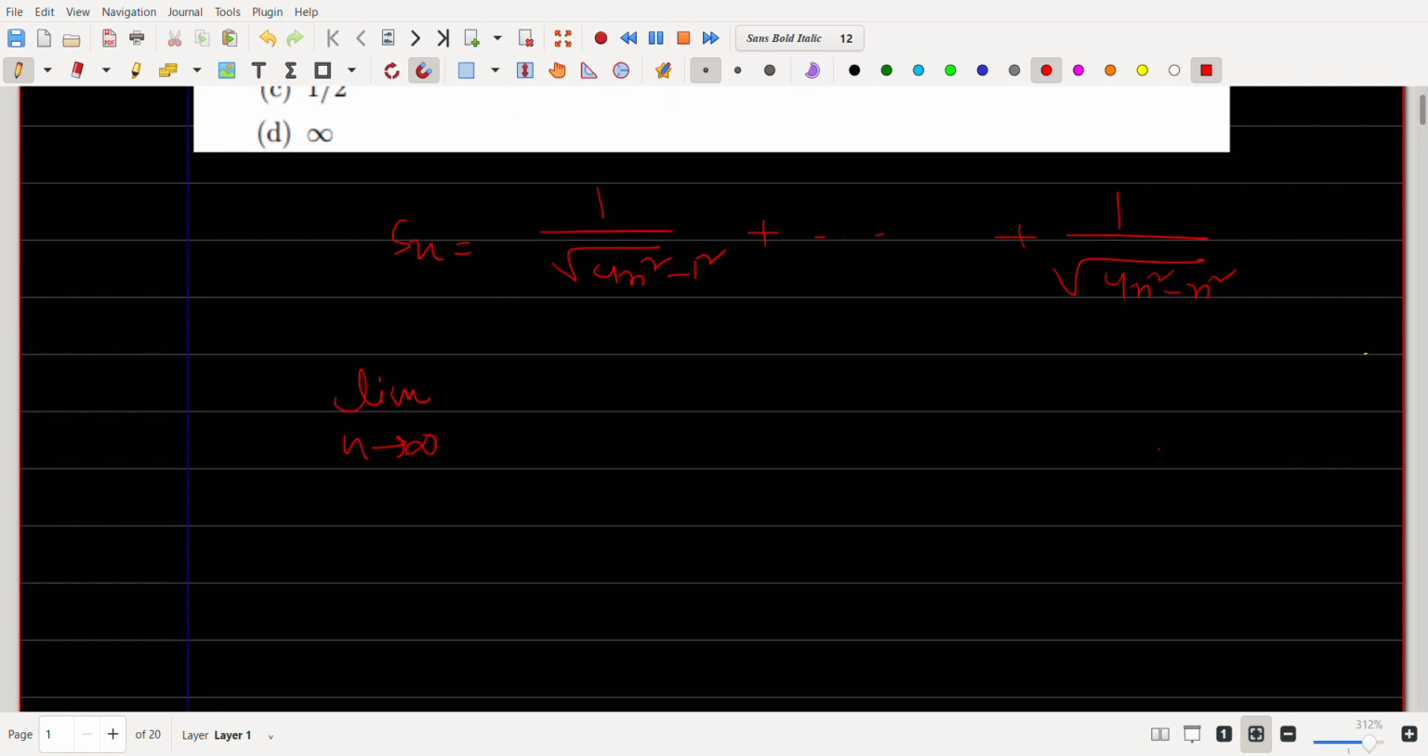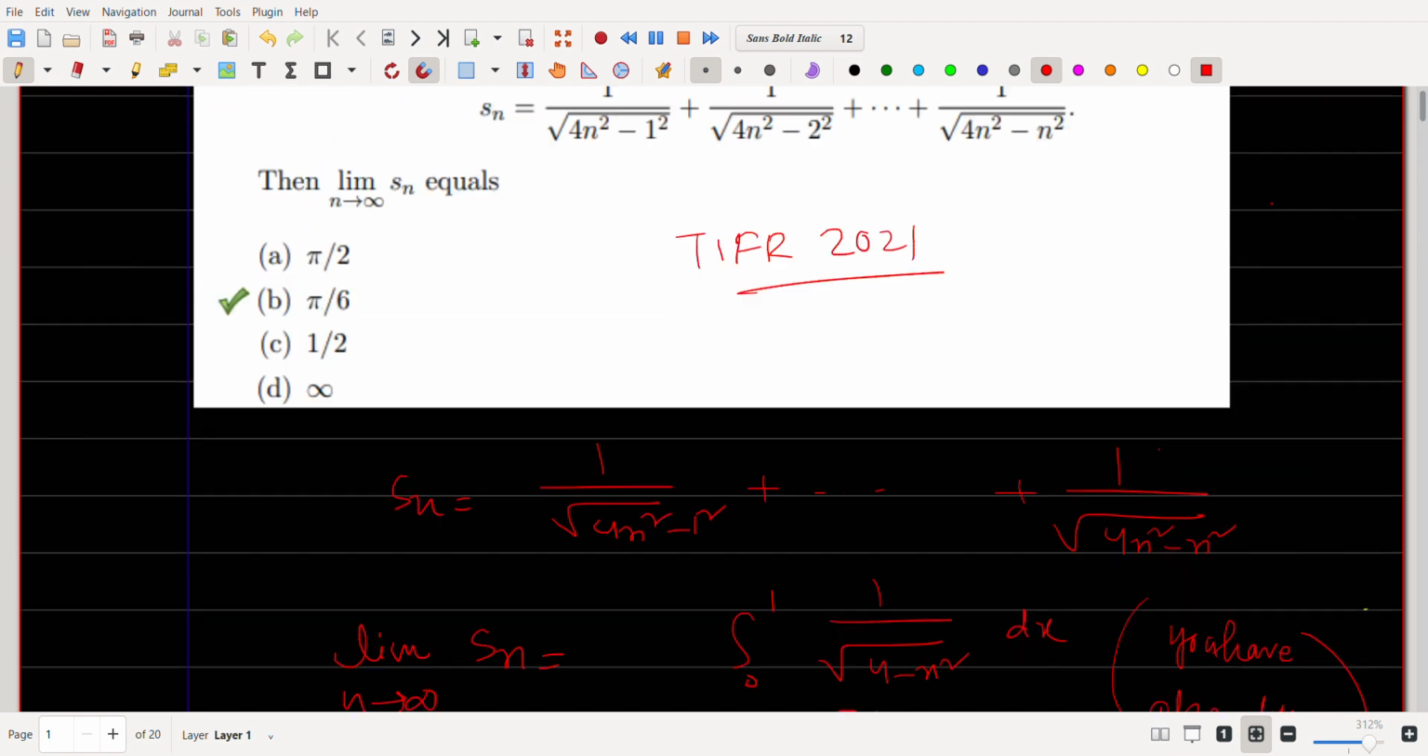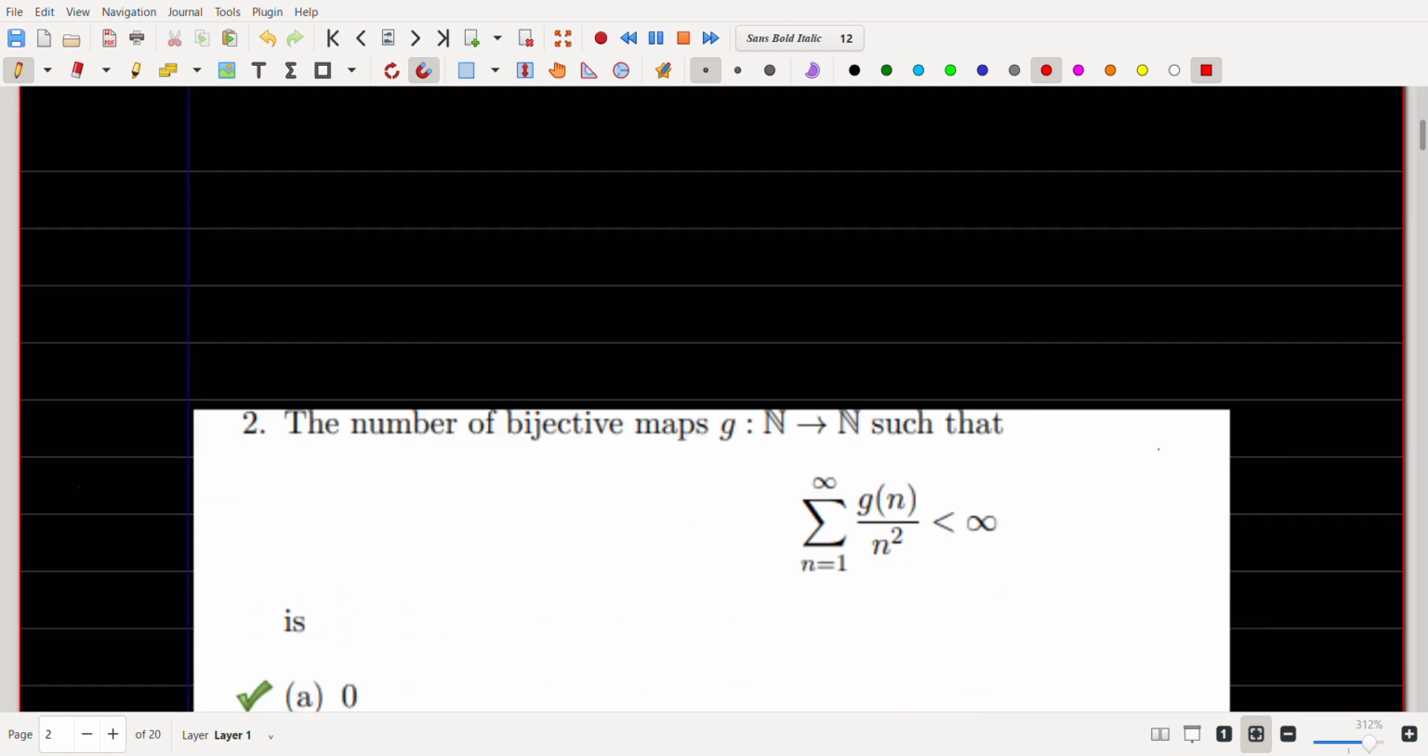So the limit as n goes to infinity of Sn is basically given by the integral from 0 to 1 of 1 over 4 minus x squared dx, and that is given by 5 by 6, which you have already done in HS class 12, right? Also you can do it. So this one is simple. Move to the second one.